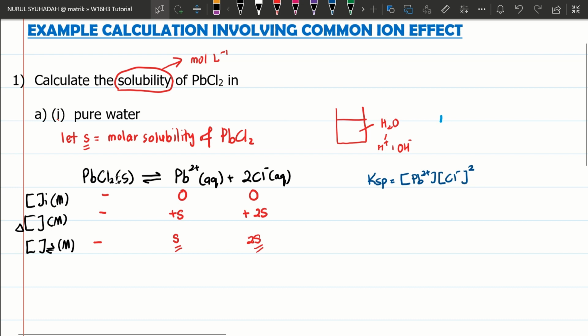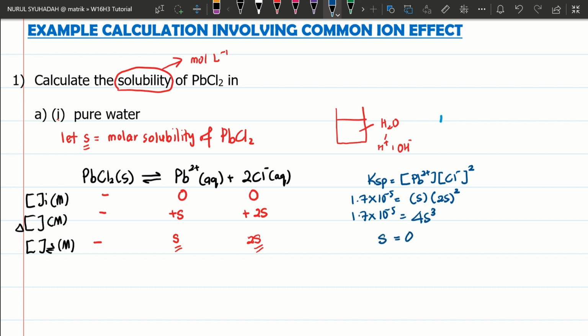So KSP kita dah ada nilai dia tadi, dia bagi 1.7 darab 10 negatif 5. Okay, so Pb2 plus adalah S, Cl minus 2S to the power of 2. So dekat sini 1.7 darab 10 negatif 5 sama dengan 4S3. So nilai S kita akan dapat sebanyak 0.016 molar. Okay, so dekat sini kita boleh buat conclusion.